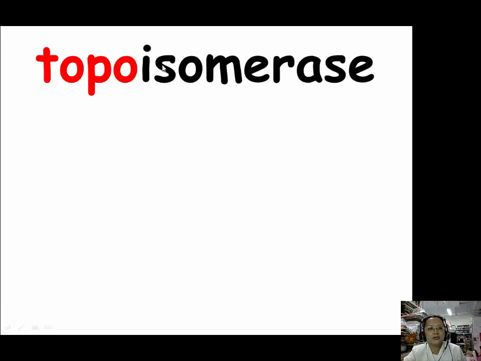And the suffix, our example for the prefix topo is topoisomerase. Topoisomerase is an enzyme that interconverts topoisomers of DNA by breaking and rejoining one or more phosphodiester bonds and altering the degree of supercoiling of the DNA. There are two types of topoisomerase.